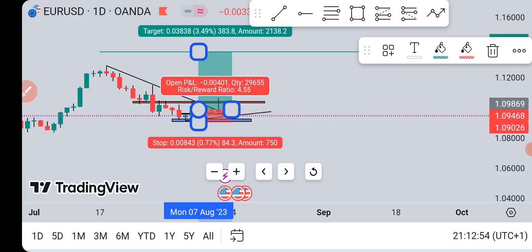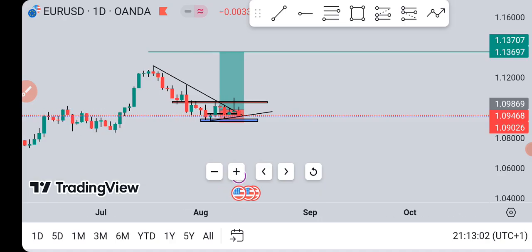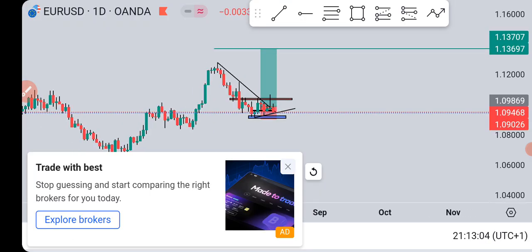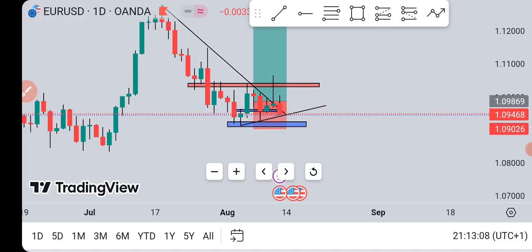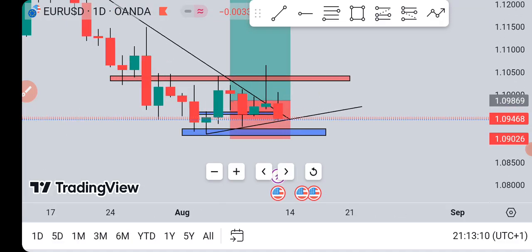Now I use my Fibonacci to get my target. Now my students already know how to measure their targets, but this is what I'm expecting. So the CPI, now the market spiked up from here. So let me go to the 4-hour time frame, because that's the time frame I use for my entry.